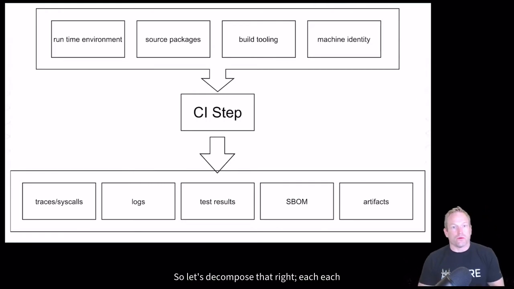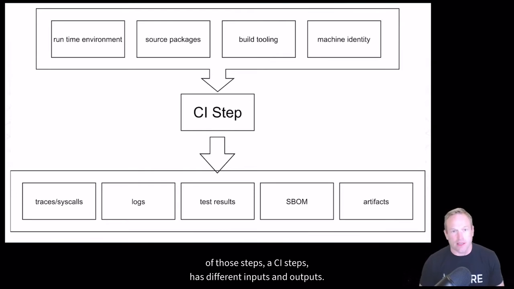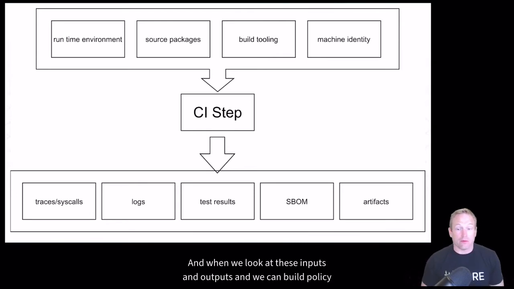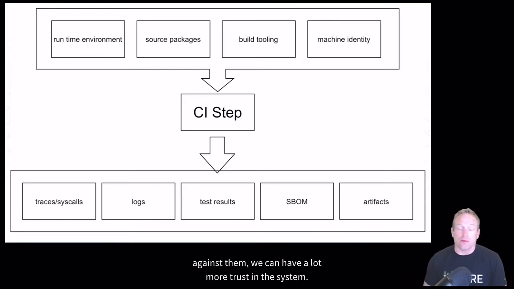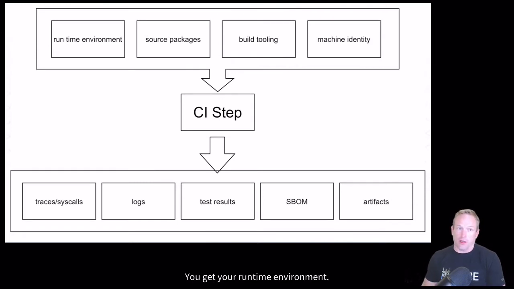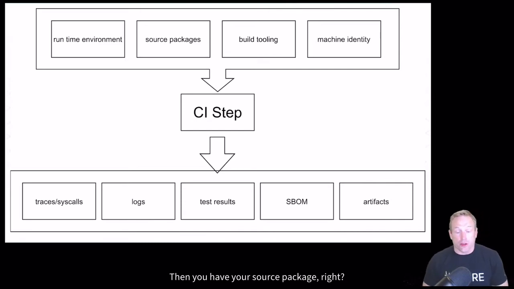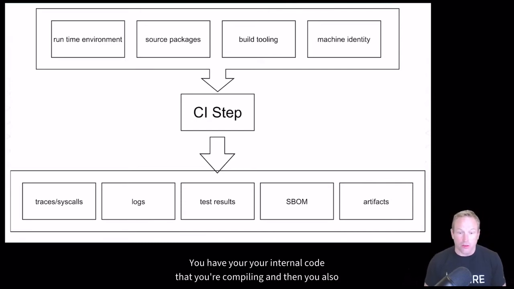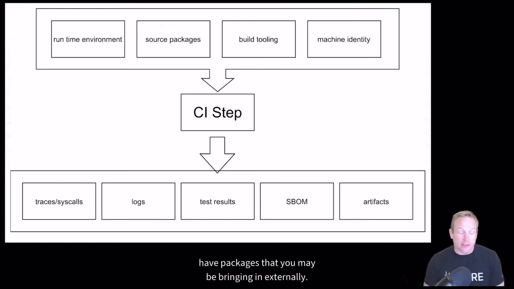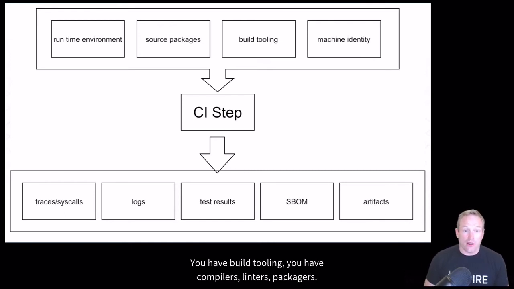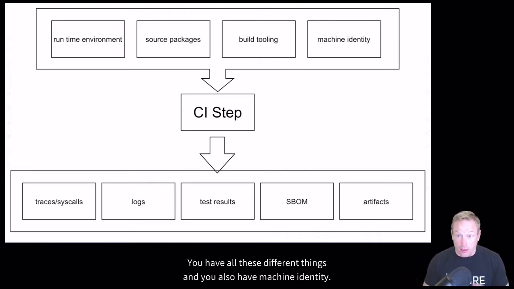So let's decompose that. Each of those CI steps has different inputs and outputs. And when we look at these inputs and outputs and we can build policy against them, we can have a lot more trust in the system. So different things that go into a CI step: you get your runtime environment. It might be what's your Docker image that you're using. And then you have your source package. You have your internal code that you're compiling. And then you also have packages that you may be bringing in externally. You have build tooling. You have compilers, linters, packagers. You have all these different things.